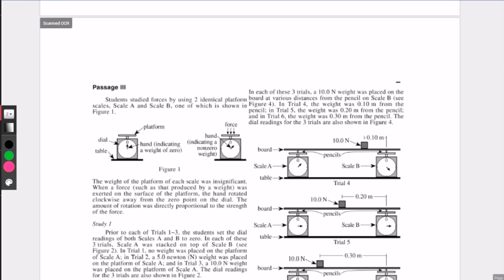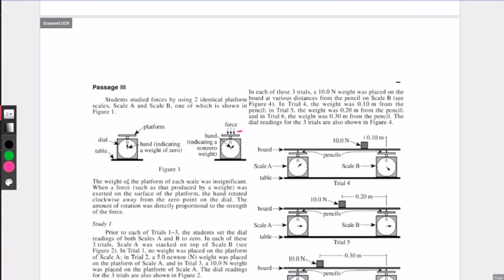Let's do passage 3 now. Passage 3 says students studied forces by using two identical platform scales, scale A and scale B, one of which is shown in figure 1. So in figure 1, we have a scale. It has a nice platform, dial, and table. The dial shows you the amount of weight on the platform. We have a hand pointing to 0 because right now there's no force on it. If we exert some force on it, as shown here, we see the hand moves. So there's a weight that's greater than 0.